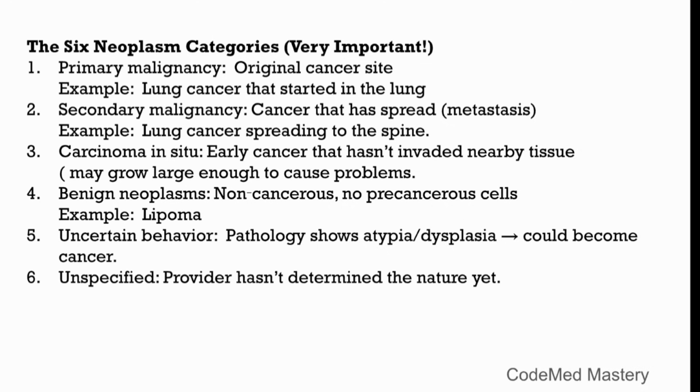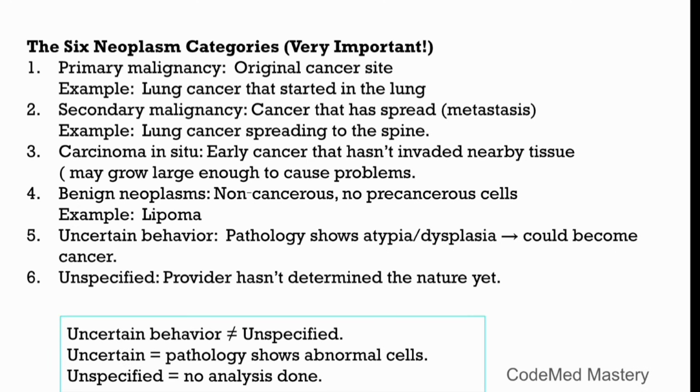Unspecified neoplasm means the provider has identified an abnormal growth or mass but has not yet determined what type it is. This is important. Remember that uncertain behavior is not the same as unspecified. Uncertain behavior means pathology shows abnormal cells which could become a cancer. Next is unspecified, which means there was no analysis done. Make a note of this.